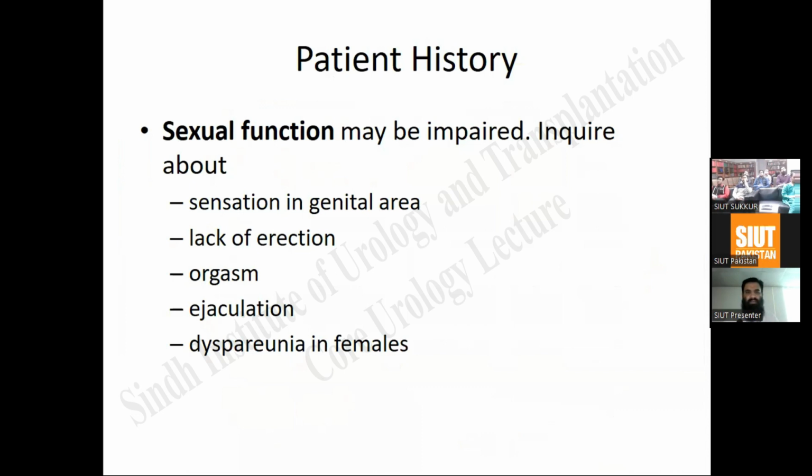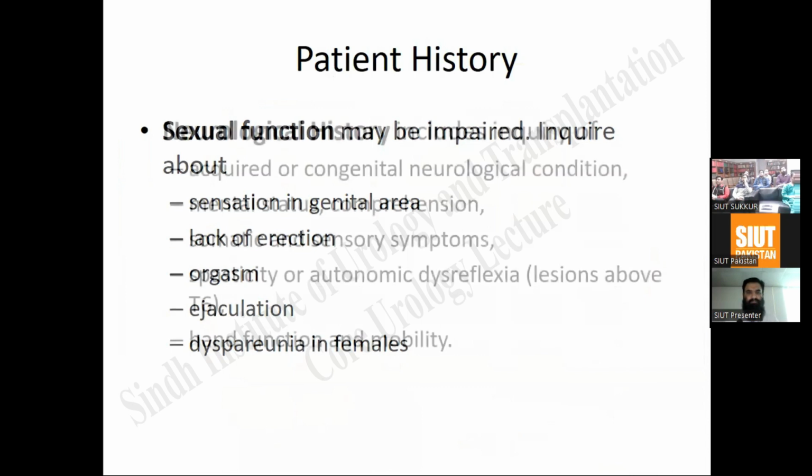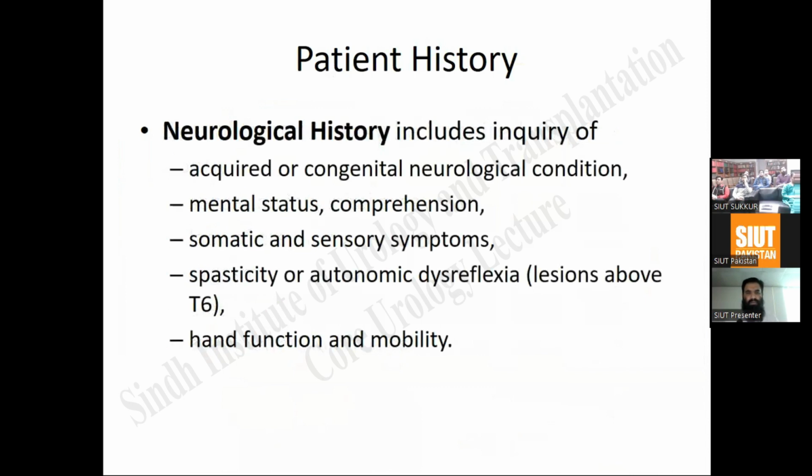Sexual function is also important in neurogenic bladder, so you may inquire about sensation in the genital area, lack of erection, orgasm, ejaculation, and dyspareunia in females. Neurological history asks about acquired or congenital conditions, mental status, somatic and sensory symptoms, hand function, mobility, and specifically autonomic dysreflexia.